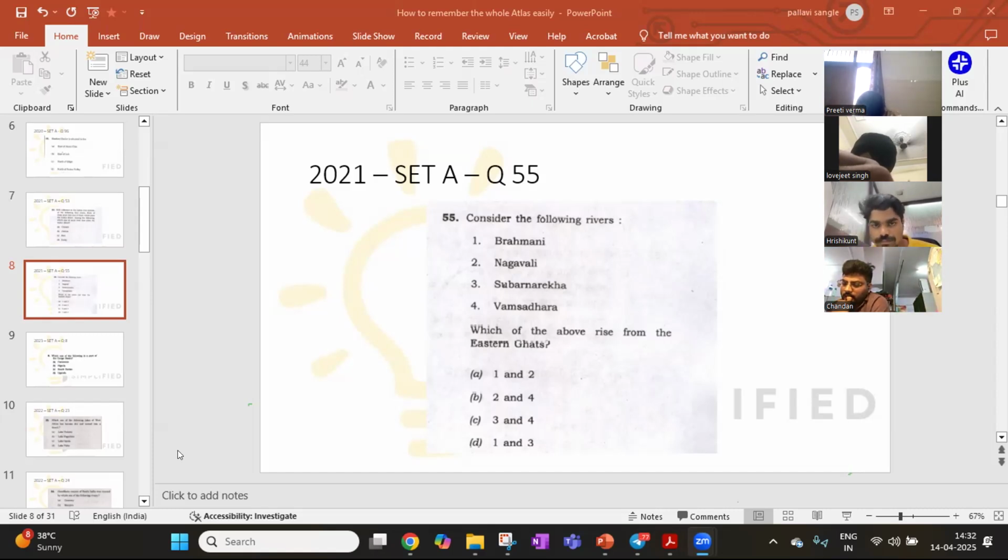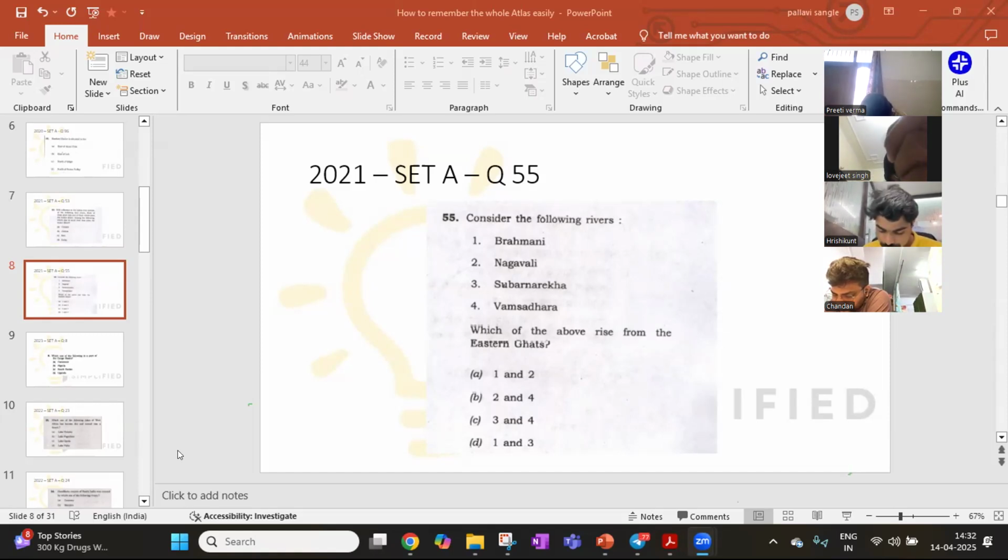Next, we have Godavari. Above Godavari, we have Penganga, Wardha, Wainganga. Penganga, Wardha, Wainganga. Just trace them and merge them with Godavari. Okay. Then we have Bhima.